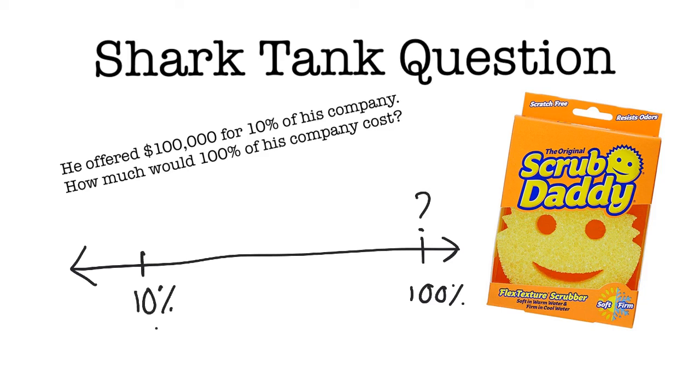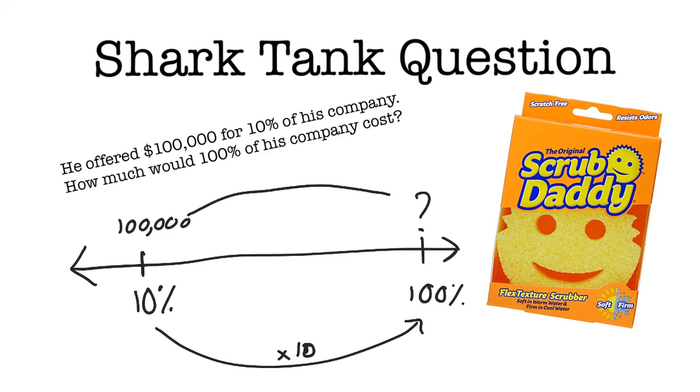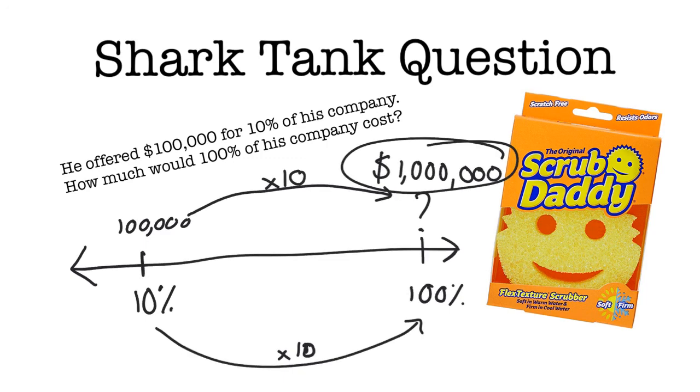So if we're looking at this, to go from 10% to 100%, that is multiply by 10. And this is 100,000. So if I multiply 100,000 by 10, that would give you 1 million. So he is saying that his company is worth $1 million. So that would be your answer. And that's exactly how you're going to do the ones on your slides as well.